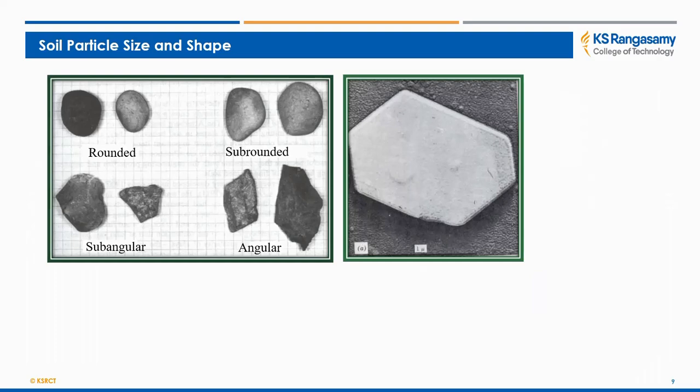The soil particle size and shape. Normally soil is formed in different shapes: rounded, sub-rounded, sub-angular and angular shapes. Also in clay soils, cell structures are available, which are called plate cells.